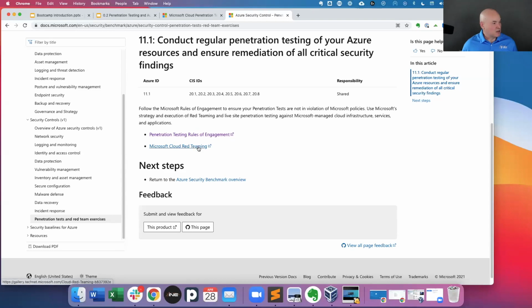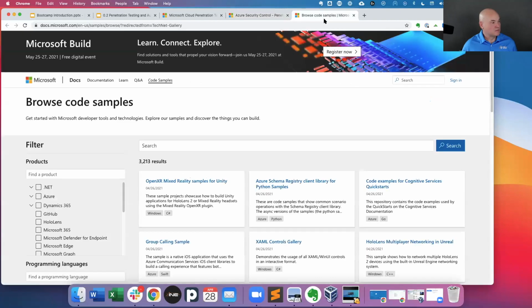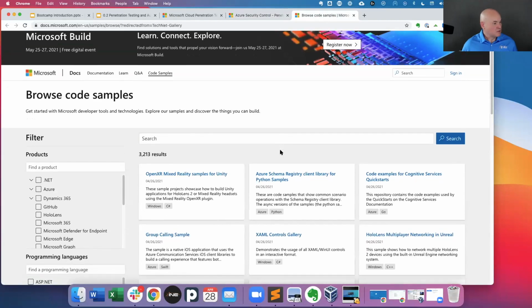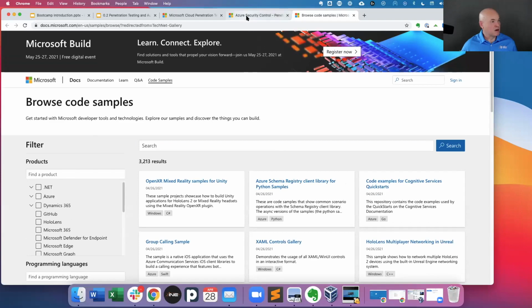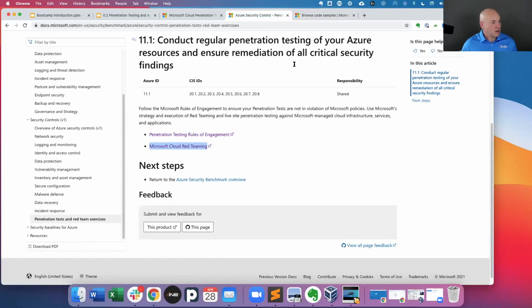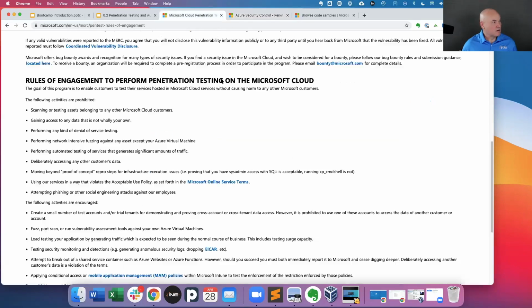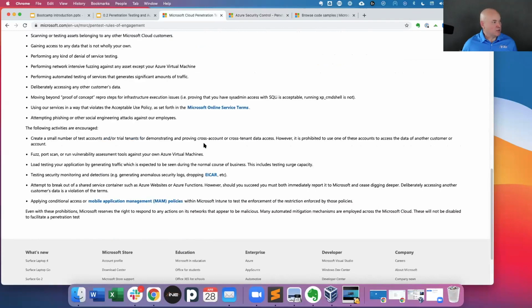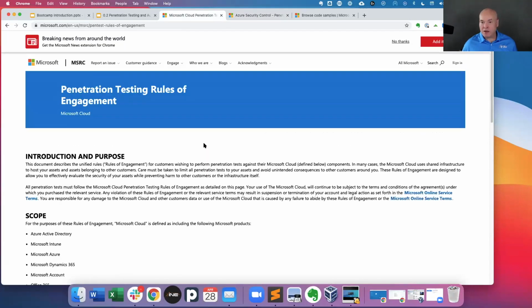And so this even goes into Microsoft Cloud red teaming. These are some different code samples. And this one document here is the rules of engagement. So this lets you know what you can do during a pen test.